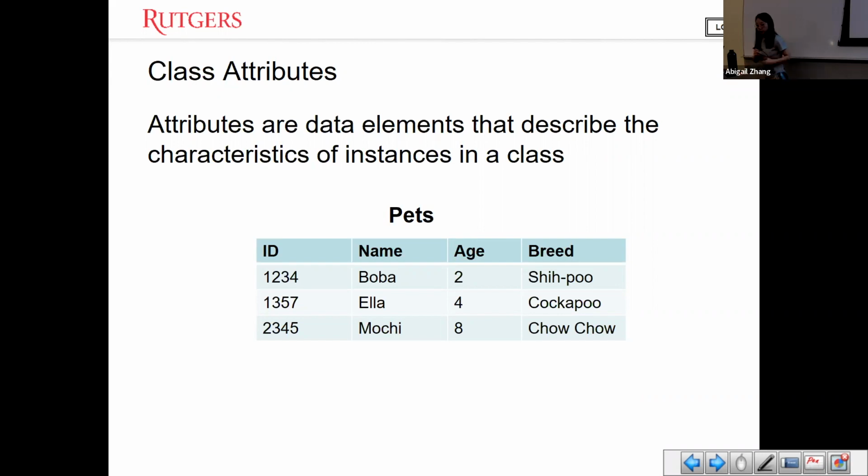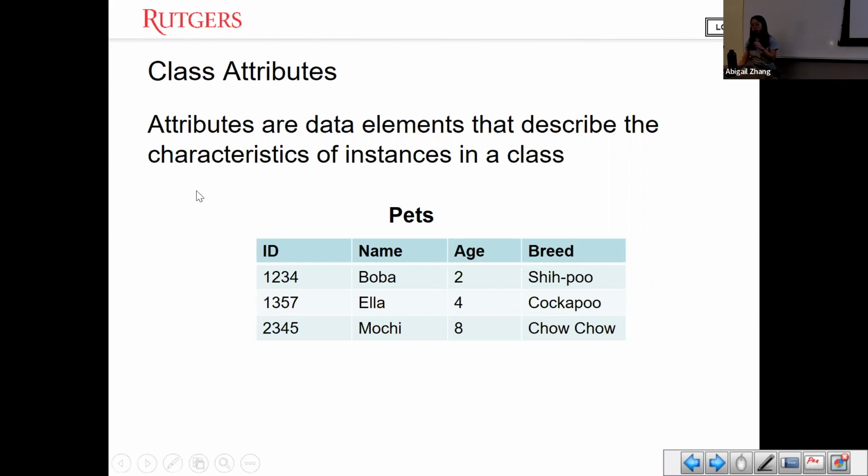Okay, so the next concept that we have is about attributes. I think we touched upon this concept last time. For each class, we need some attributes to describe their characteristics. So here, let's say we have a class called pets.